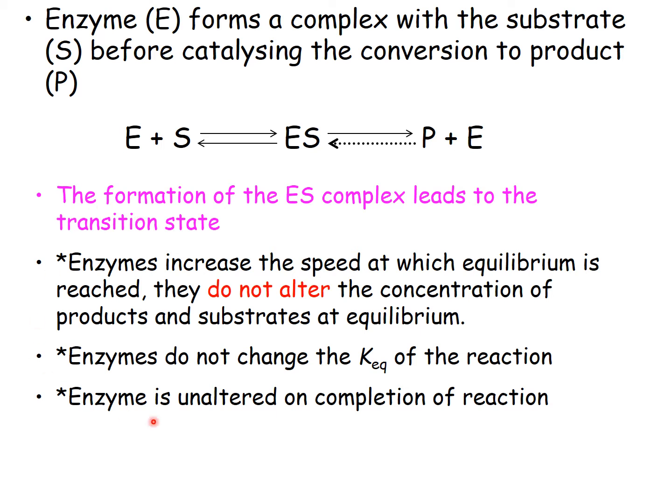And there are three important points about enzymes. Number one, enzymes increase the speed by which equilibrium is reached, but they do not change the amount of products and substrates at equilibrium. In other words, enzymes do not change the equilibrium constant of a reaction. And last but not least, an enzyme is unaltered on completion of the reaction, and therefore it can be reused or recycled.